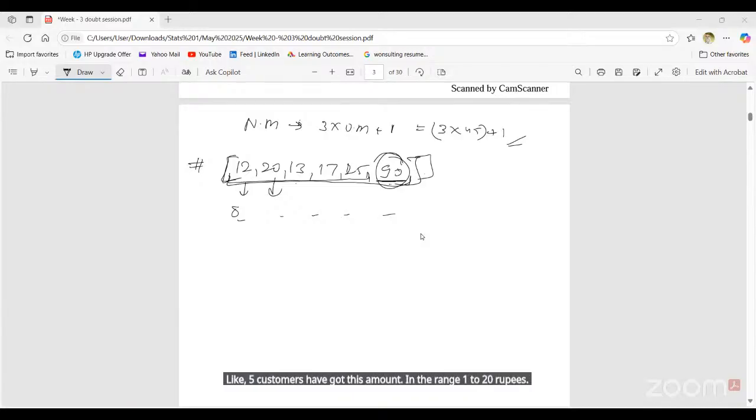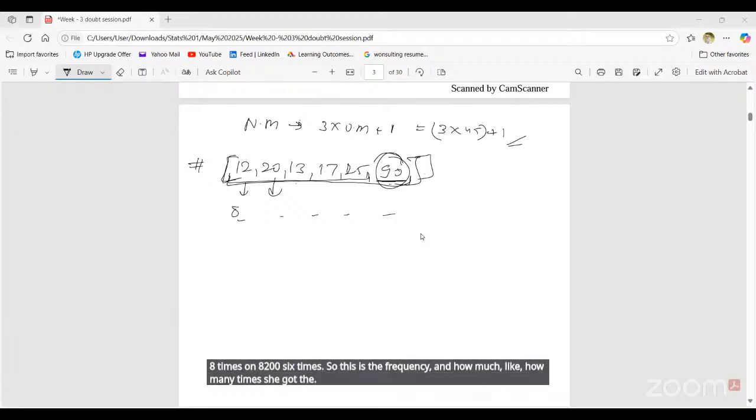No, it's talking about Madhu only, not the customers, over a period of 6 months. So basically she got rupees 1 to 20 cashback 5 times, 20 to 40 10 times, 40 to 60 6 times, 60 to 80 8 times, and 80 to 100 6 times. So this is the frequency: how many times she got the cashback.